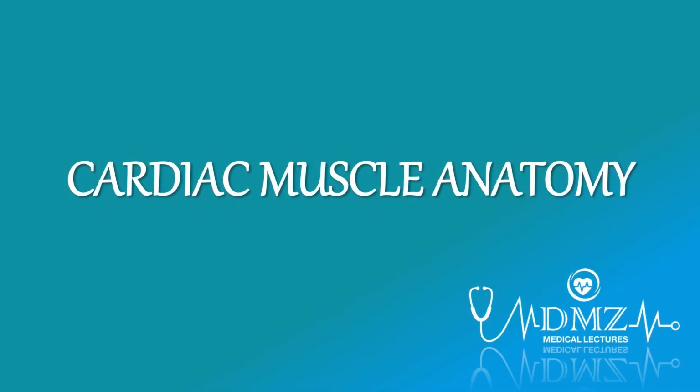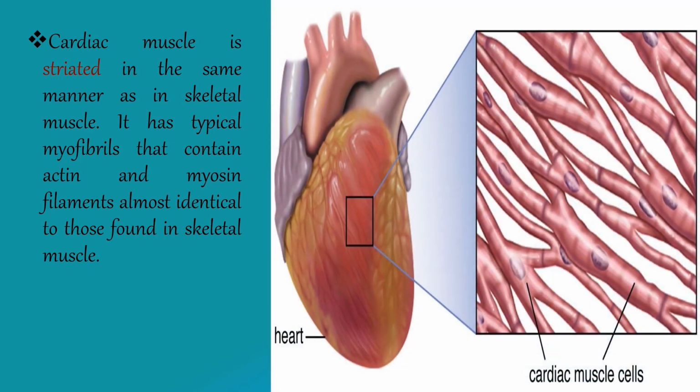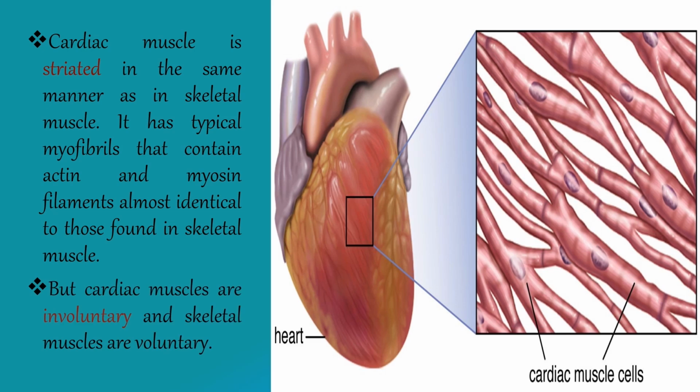Cardiac muscle anatomy. Cardiac muscle is striated in the same manner as in skeletal muscle. It has typical myofibrils that contain actin and myosin filaments, almost identical to those found in skeletal muscle. These are the cardiac muscle cells, which appear striated. But cardiac muscles are involuntary and skeletal muscles are voluntary.